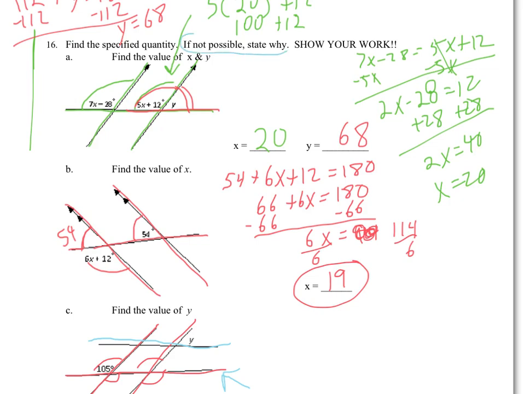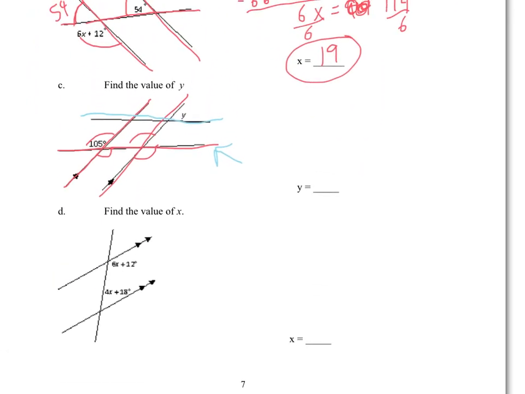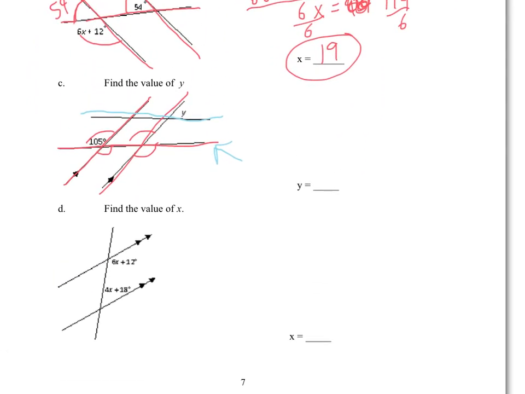if not possible, state why. What we would say is not possible, and we only have one pair of parallel lines. We would need two pairs in order to make that conclusion that these angles have a relationship to this angle.